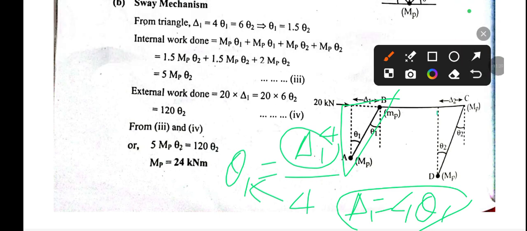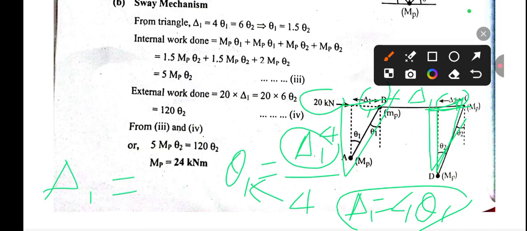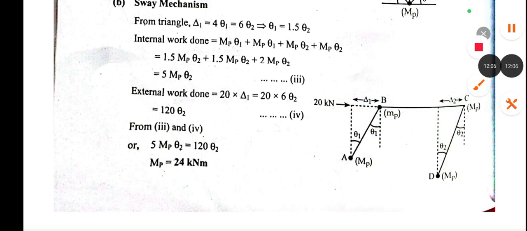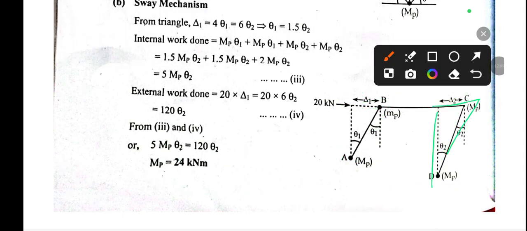And similarly for this right angle triangle, this is also theta 1. Due to this 20 kilonewton, this beam will sway at the same deflection. You can say this is delta 1 also, and this will also be delta 1. So for delta 1 we can also write delta 1 equal to p upon b. In this right angle triangle you can see this is also delta 1, not delta 2. So delta 1 can be written as p by b.